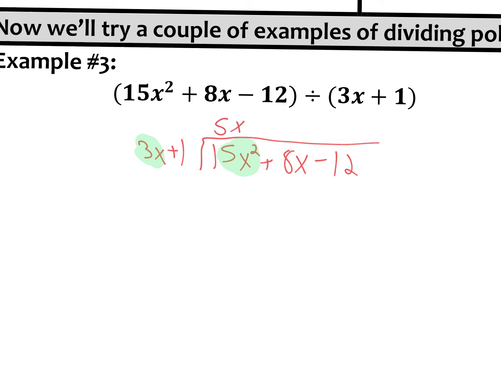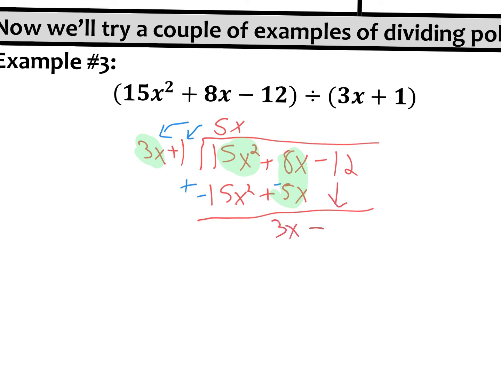Now, the hardest part to understand on this, I think, is that I have to multiply 5x times both of these terms. So that gives me 15x squared and also 5x. Now remember what we did in our example before: we subtracted. So that means plus a negative, and also a negative there, because we're subtracting, so we're changing our signs. The x squared's gone. And then I have 8x plus negative 5x. That gives me 3x.